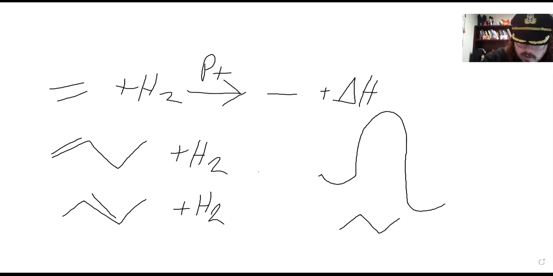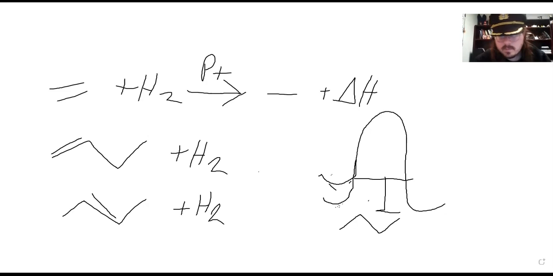So the less stable one is going to be higher up, and you're going to get more energy out, because the delta H of the terminal one is going to be a little bit higher, while the internal one has a lower starting point. See the energy relation to that. And so we know terminal alkenes are less stable than internal.